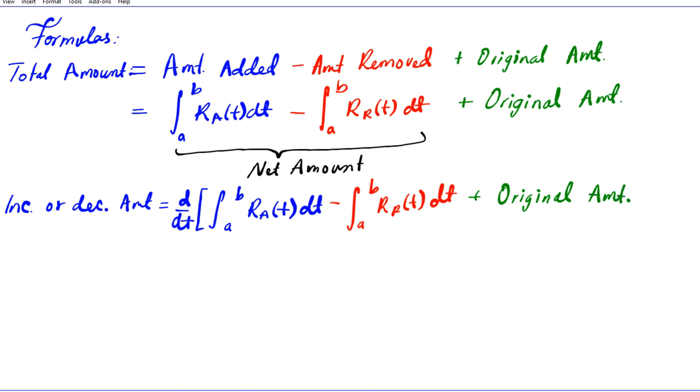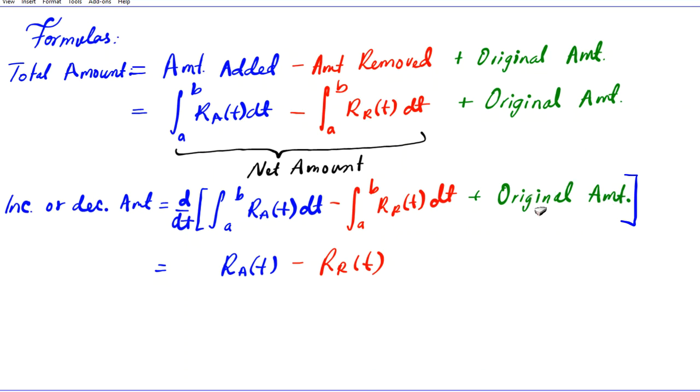So what happens when you differentiate this expression right here? If we apply the second fundamental theorem of calculus, we can easily evaluate what the derivative of these integrals are. The derivative of this integral is simply going to leave us with the rate of addition minus the rate of removal. Okay? Guess what the derivative of a constant value is?